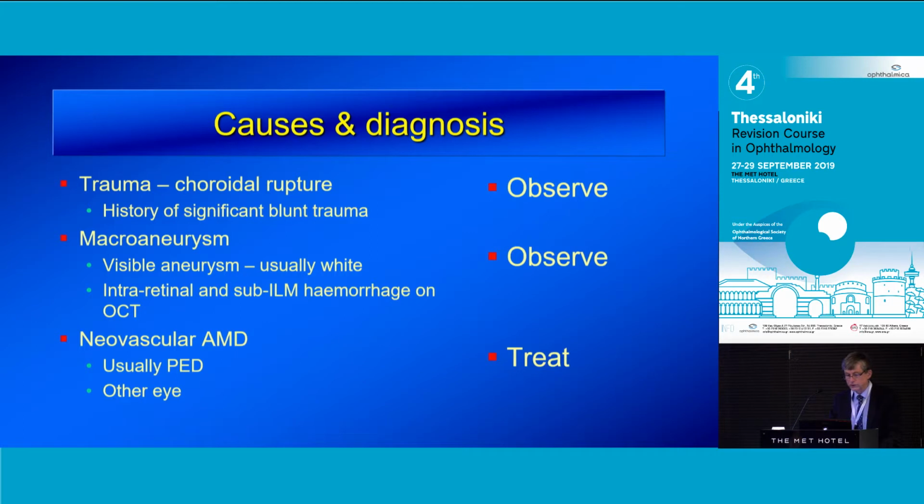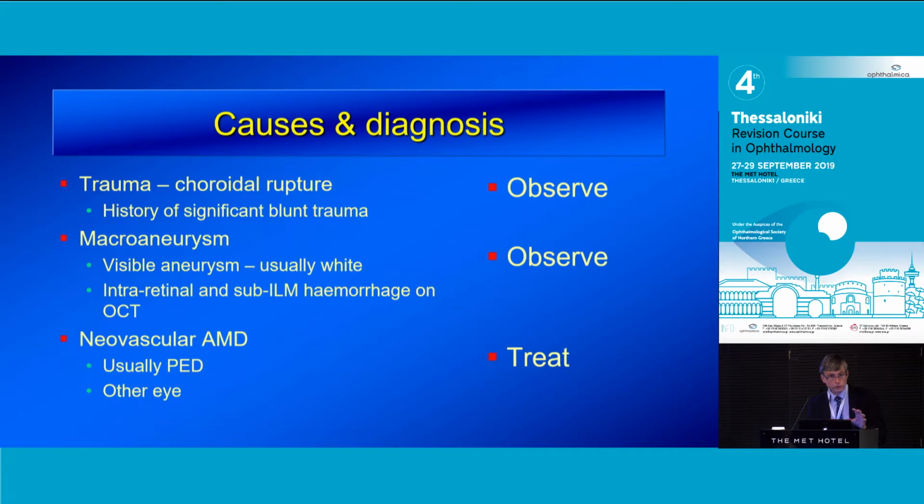A number of different causes for it. The 3 most common causes are trauma due to choroidal rupture. It's easy to recognize, as the patient has a history of severe blunt trauma. You may have a macroaneurysm. The key thing there is on OCT, you see sub-ILM hemorrhage. If there is hemorrhage under the ILM, then that is almost certainly due to a retinal macroaneurysm. And finally, there's neovascular AMD causing submacular hemorrhage, usually associated with a pigment epithelial detachment.